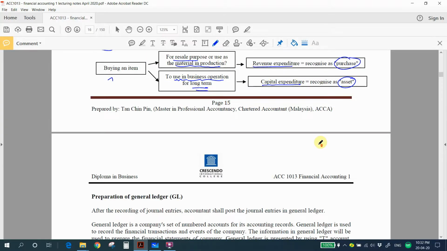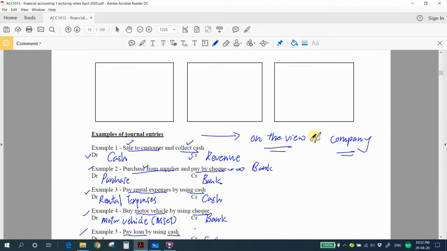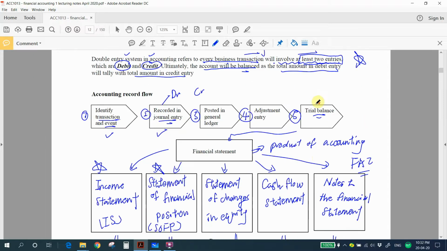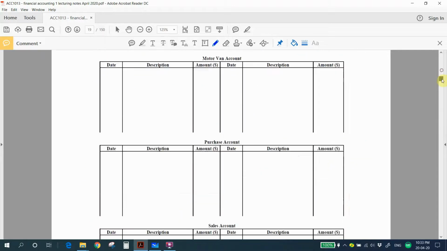So we have gone through the journey of the accounting. Let's have a look again. We have learned how to identify the transaction and event, and based on the transaction event, we know how to convert it into the language of accounting. The accounting language we call journal entry, debit and credit. And next, we have to post the journal entry into the general ledger. So let's take a look.